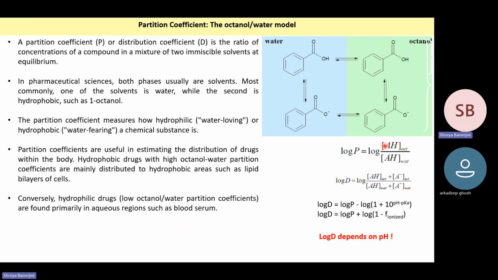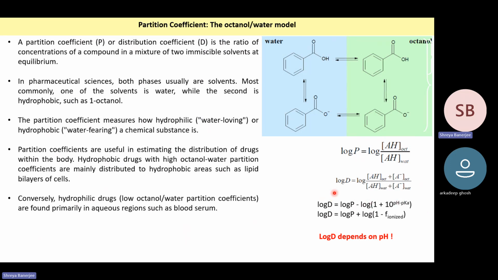And suppose it is a protonated drug. So like this acid, some part will exist as the acid and some part will lose the proton and exist in the ionized form. And the same in the hydrophobic solvent. So instead of concentration AH, we can write concentration AH plus concentration A minus, because some part of the drug will remain protonated and some will be unprotonated. So this can be rearranged and written as log D is log P minus log of 1 plus 10 to the power pH minus pKa.